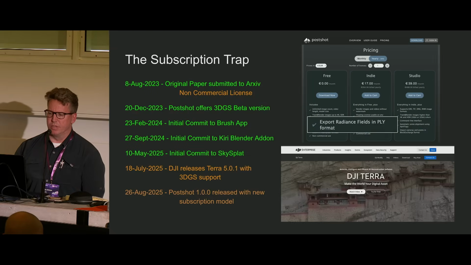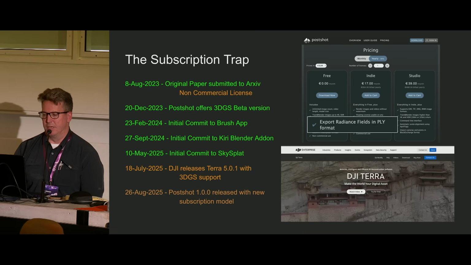I won't go through this in too much detail, but there's this subscription trap. In late 2023, the original paper dropped on arXiv, a neural rendering technique for radiance fields, much faster using this Gaussian technique. The paper was open source and the code was open source, and they have example data, but it was a non-commercial use license. Postshot came out and offered a 3D Gaussian splat beta version in 2023, right on the heels of that.